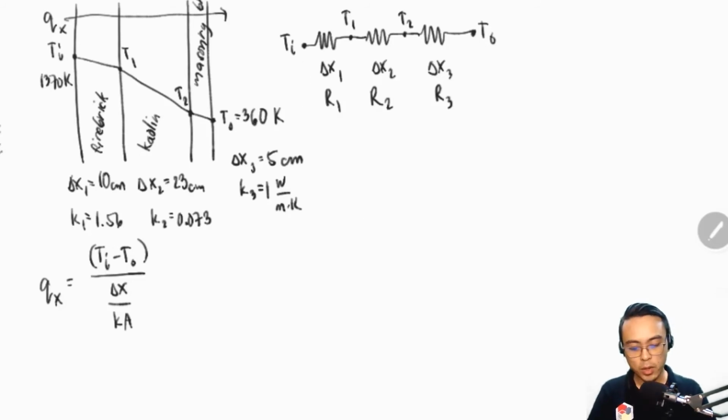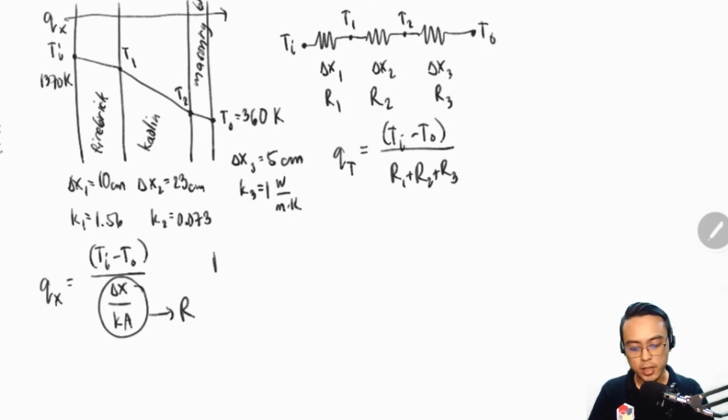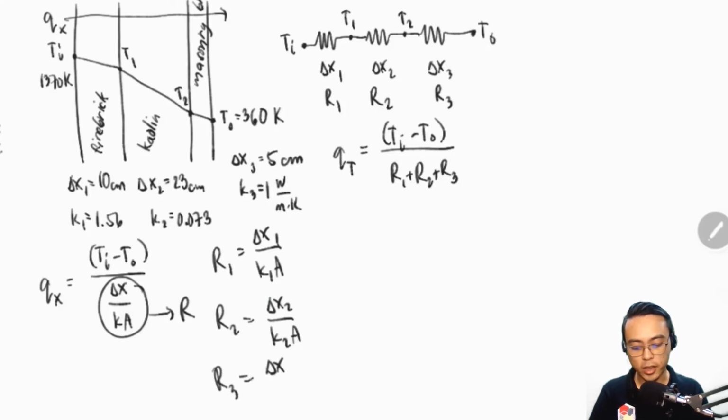Going back to the problem, we can write the total rate of heat transfer Q sub T is equal to T sub I minus T sub O all over the total resistance, R1 plus R2 plus R3. Now, what is our resistance R? Remember that we have already derived our expression for the resistance for this system of slab, that is delta X over KA. That means that our R sub 1 is simply delta X1 over K1 times A. Remember, area is constant. Our R2 is equal to delta X2 over K2A, and our R3 is equal to delta X3 over K3A.